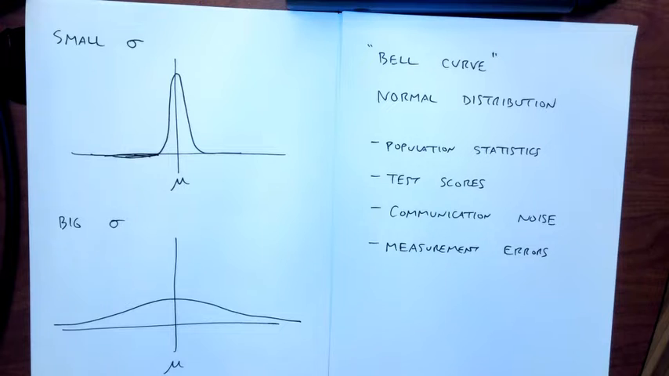Now remember, no matter what the sigma is, the integral under this curve, the total amount of probability, has to equal 1, right? So if I've got a sharp, spiky distribution, the PDF will be higher in the middle in terms of absolute value than it would be for a big sigma distribution, okay?